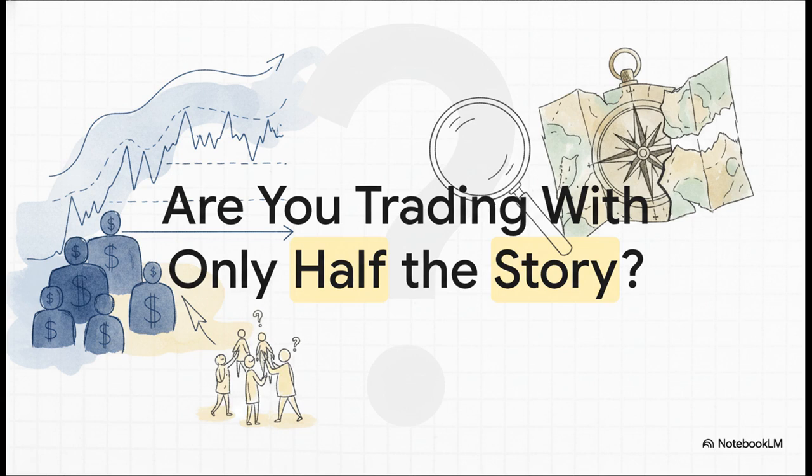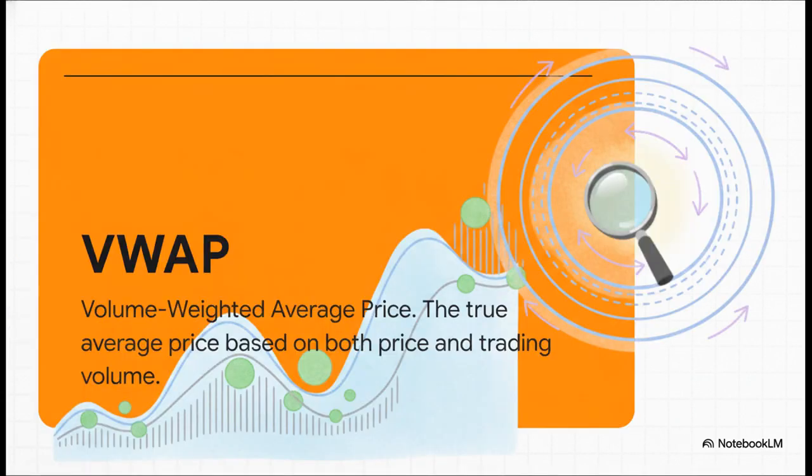Was that huge green candle driven by a bunch of tiny retail trades, or was it one massive institutional buy? Without knowing that, you're basically navigating with only half a map. So what exactly is this VWAP line? Well, it calculates the average price of a stock all day long. But here's the secret sauce. It gives way more importance to the price levels where the most shares were traded. What that really means is it's showing you the market's real-time consensus on what a fair price is, right now.